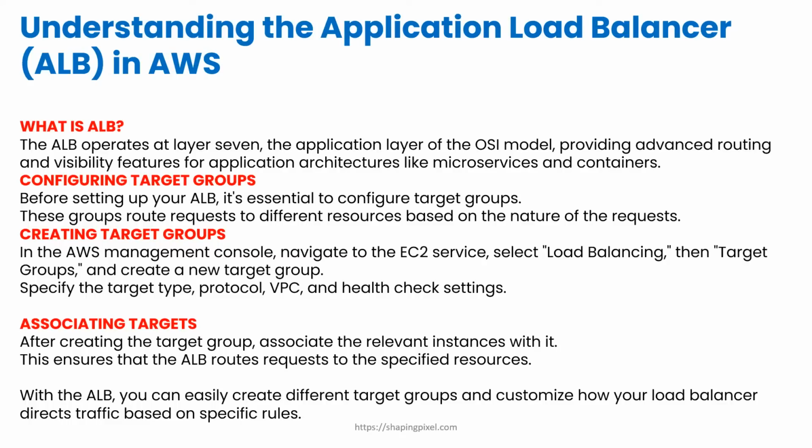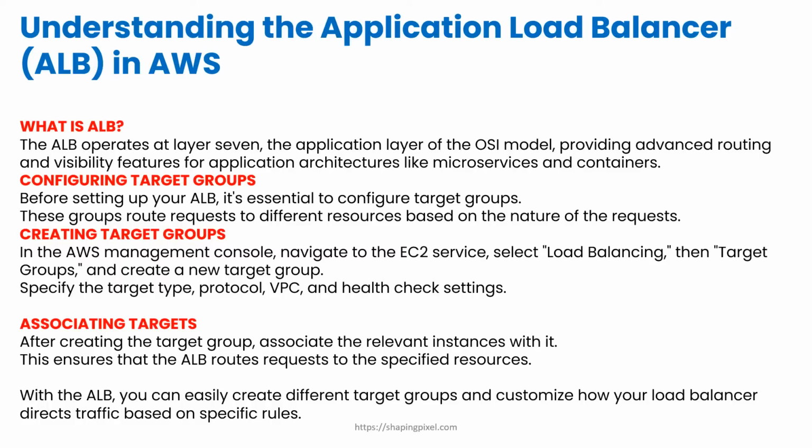So let's understand the application load balancer in AWS. The ALB operates at layer 7, the application layer on the OSI model, providing advanced routing and visibility features for application architectures like microservices and containers. Before setting up your ALB, it's essential to configure target groups. These groups route requests to different resources based on the nature of the request.